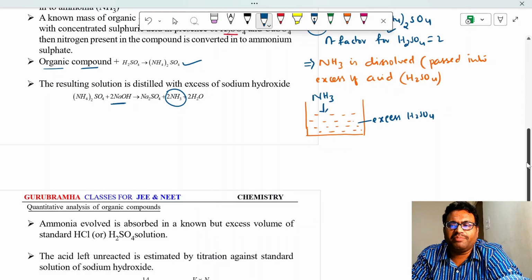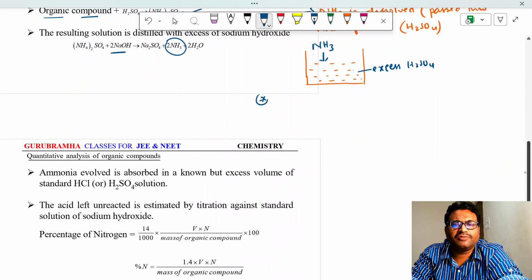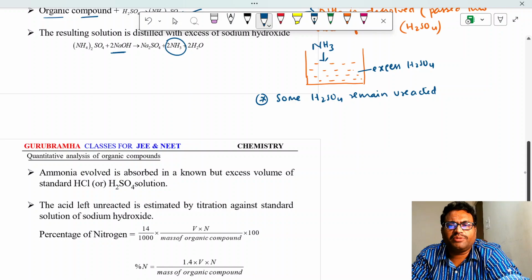This point is very important. Some H2SO4 remains unreacted. This unreacted H2SO4, how much is it? How much it is, is known by titrating with a standard solution of NaOH.